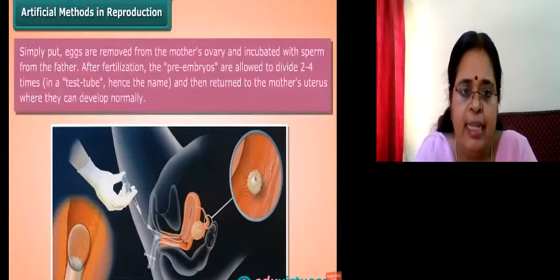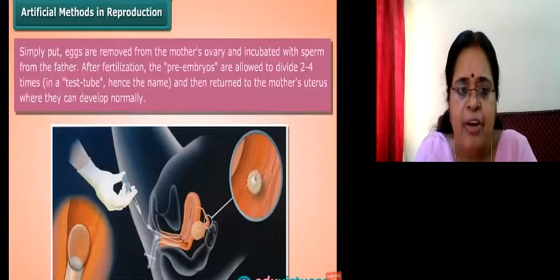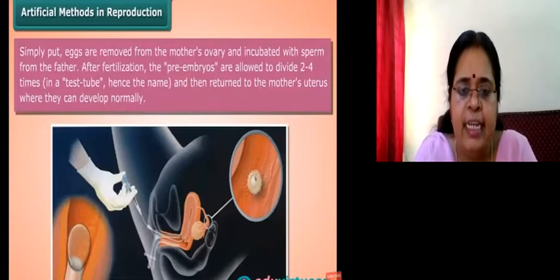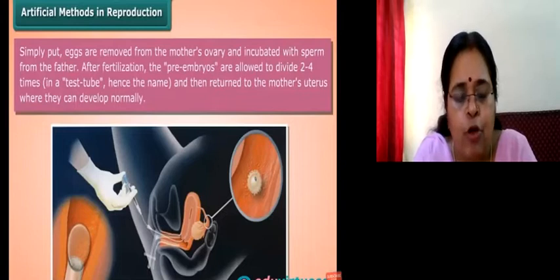Why is it happening like that? Because the eggs are removed from the mother's ovary and fused with the sperm, or incubated with the sperm from the father. Then they are allowed to fertilize. After fertilization, the pre-embryos are allowed to divide 2 to 4 times in a test tube, and then they are returned to the mother's uterus where they develop normally.